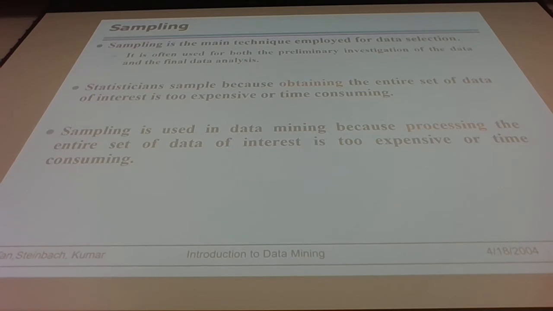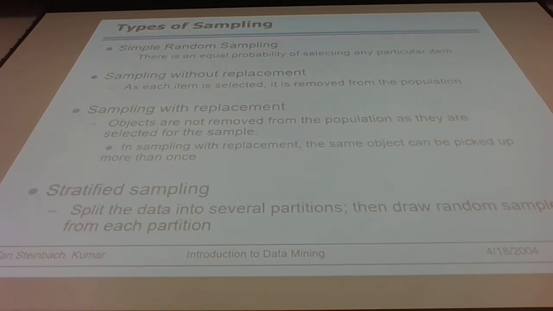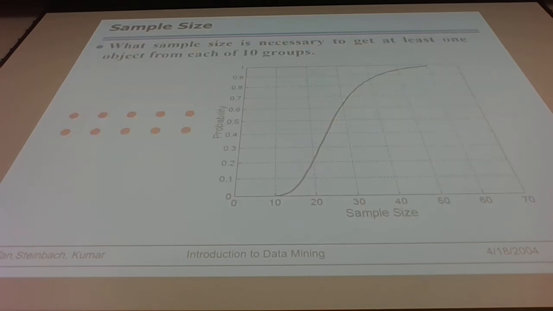Right? Now there are many different theories behind sampling. The classical problem that this book uses is this, and it started the sampling theory. There are 10 groups, right? And the question is, what sample size is necessary to get at least one object from each of the 10 groups? You are randomly sampling the 10 groups. Let's say there are P objects in each of the groups, and you are selecting randomly. How many samples should you take so that the probability that you have at least one item from these 10 groups is nearly 1?